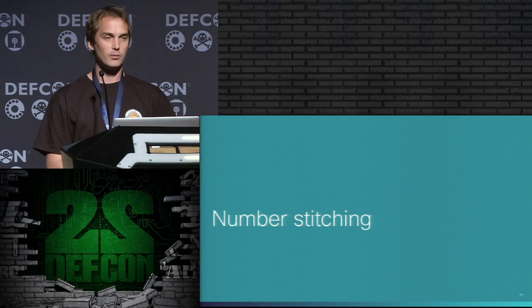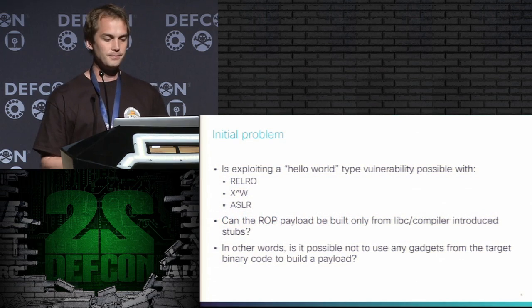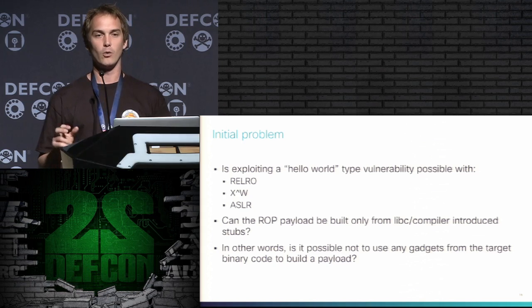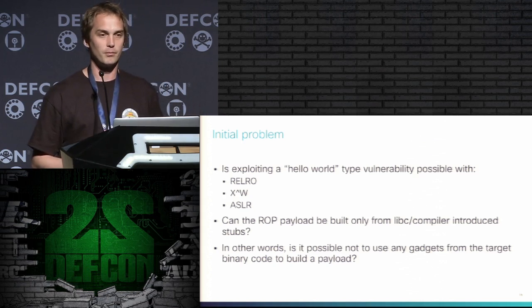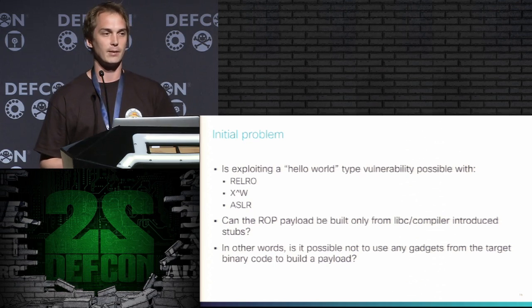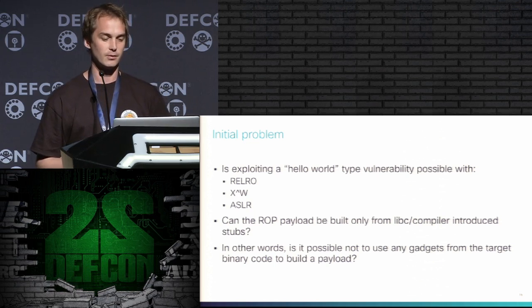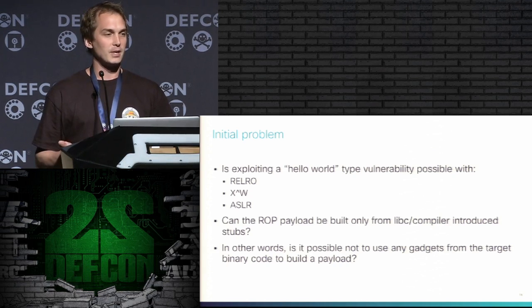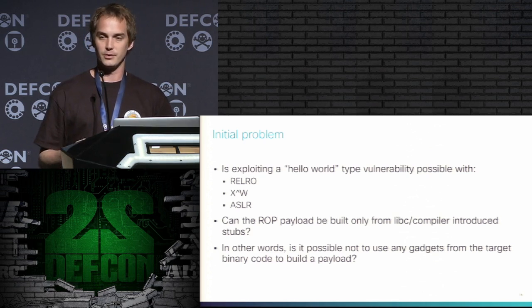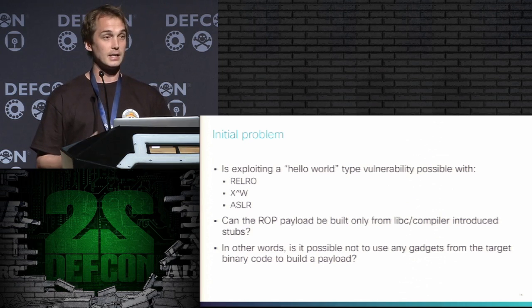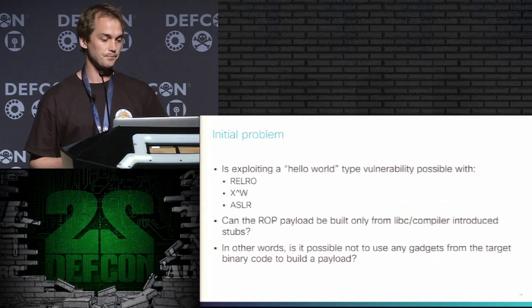Okay, so here I'm going to introduce number stitching. I was asking myself the question: is it possible to exploit a hello world type vulnerability with most memory protections enabled? I won't consider stack canaries and all that in this talk. But basically, a gross programming mistake, where you copy a user supplied argument with string copy and you get a buffer overflow or something like that, is exploitable with everything enabled.